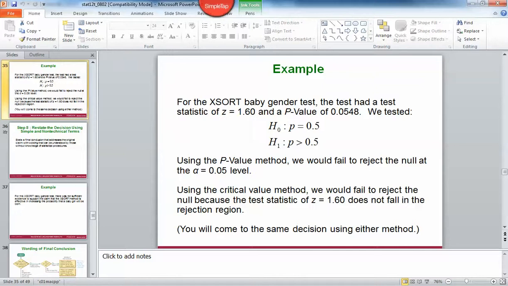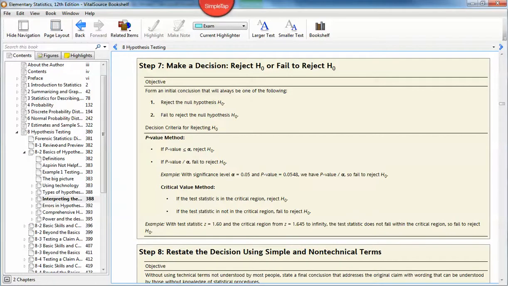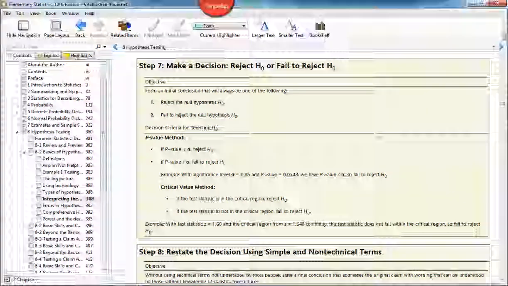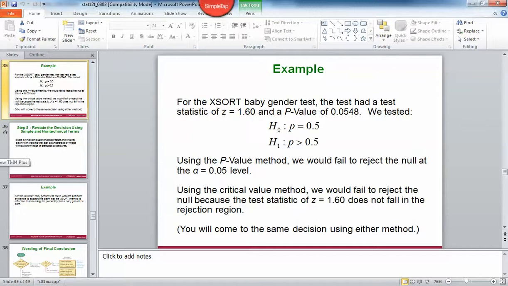When you look at the alpha, if the p-value is greater than the alpha, then what do you do? Remember, it's from your textbook. If the p-value is greater than, you fail to reject. If it's less than, you reject.